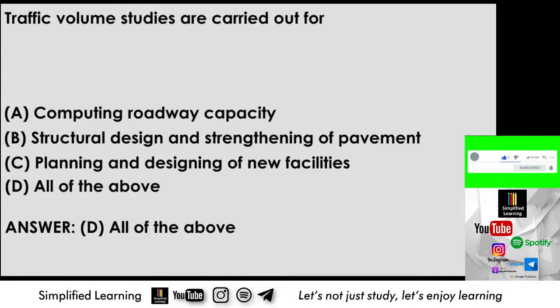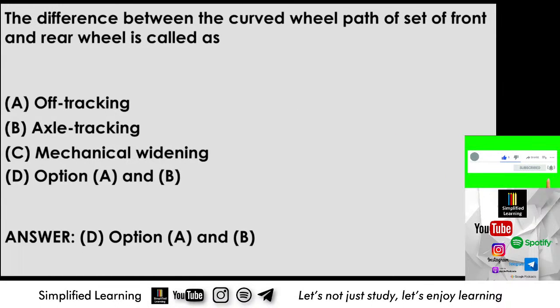Traffic volume studies are carried out for computing roadway capacity, then structural design and strengthening of pavement, then planning and designing of new facilities. The difference between curved wheel path offset of front and rear wheel is called off tracking and axle tracking.